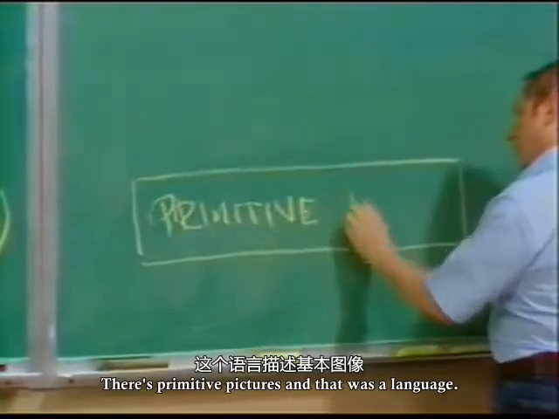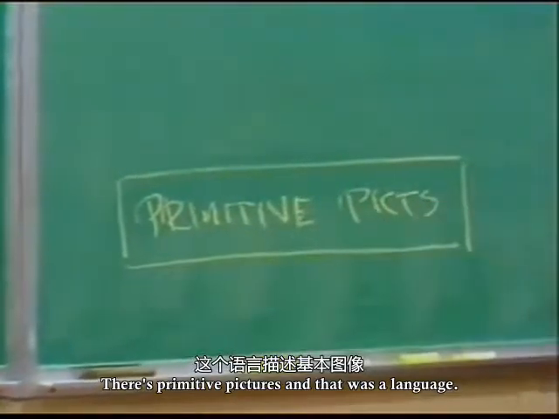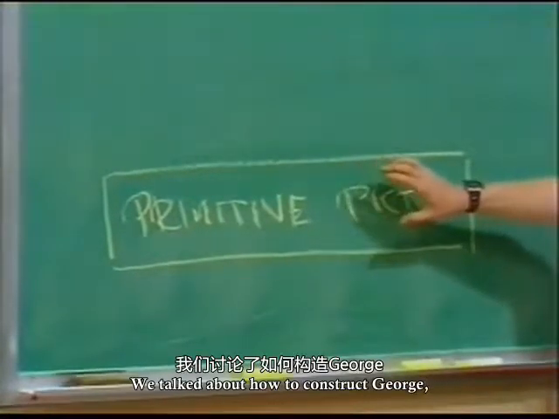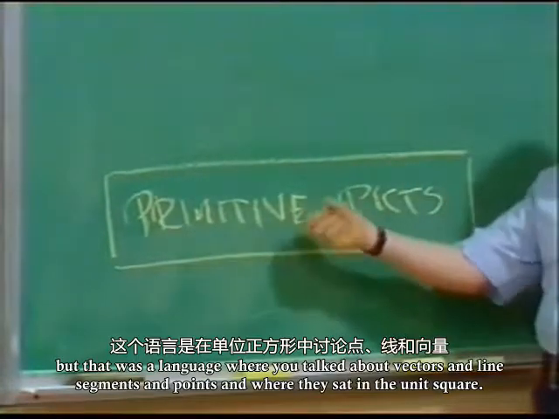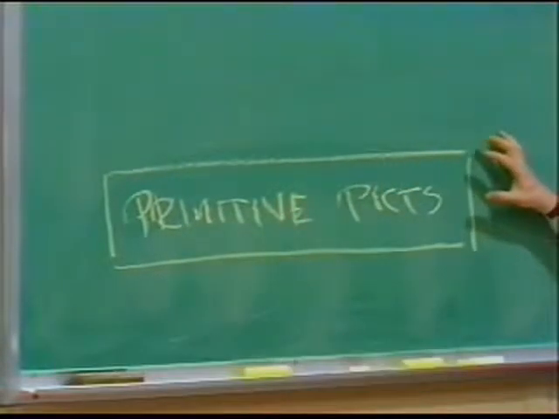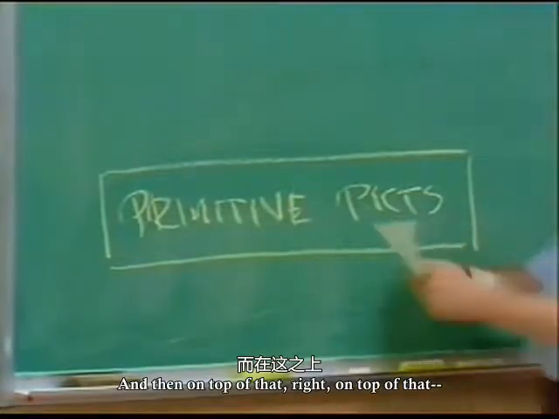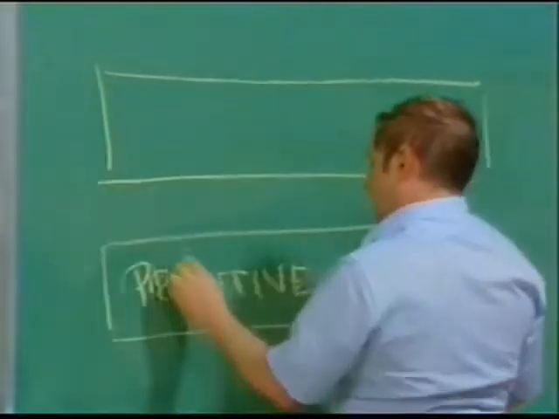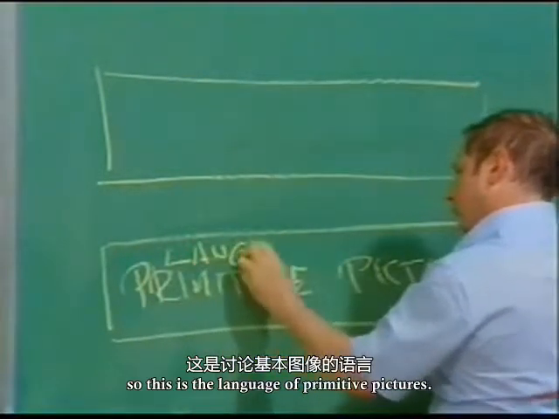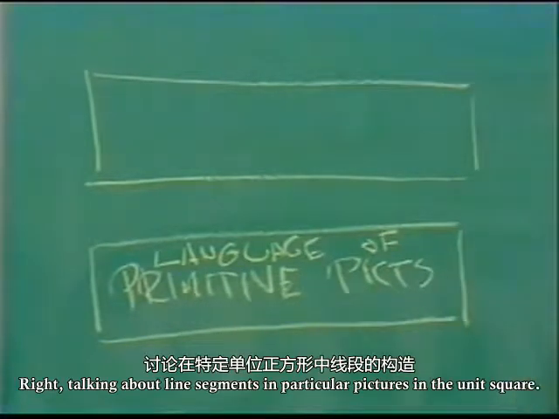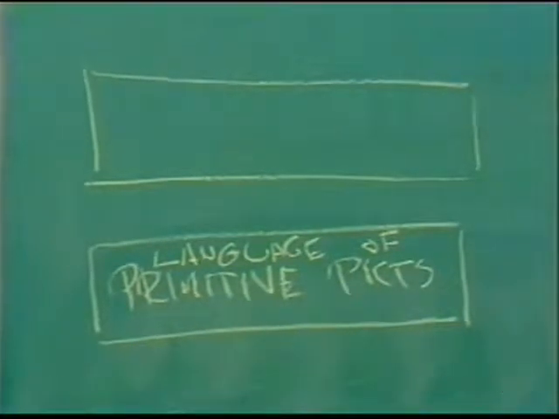There's primitive pictures. And that was a language. I didn't say much about it. We talked about how to construct George, but that was a language where you talked about vectors and line segments and points and where they sat in the unit square. So this is the language of primitive pictures, talking about line segments and particular pictures in the unit square.